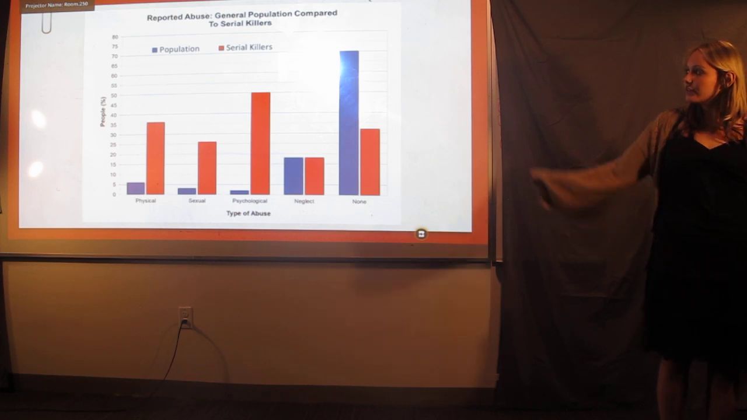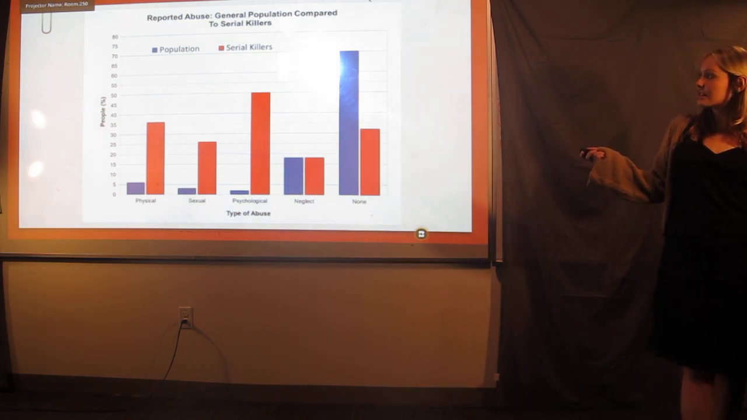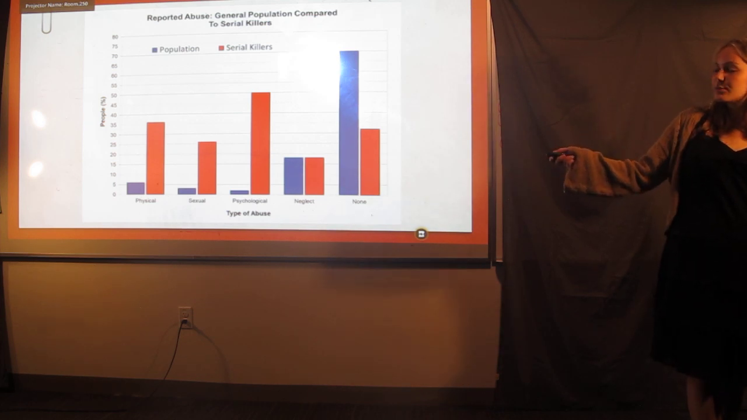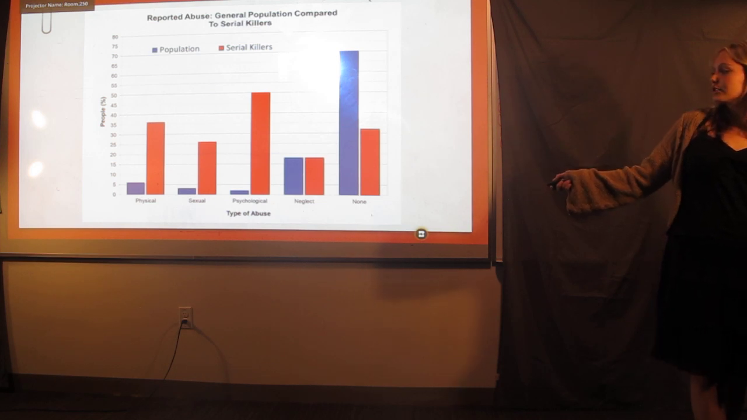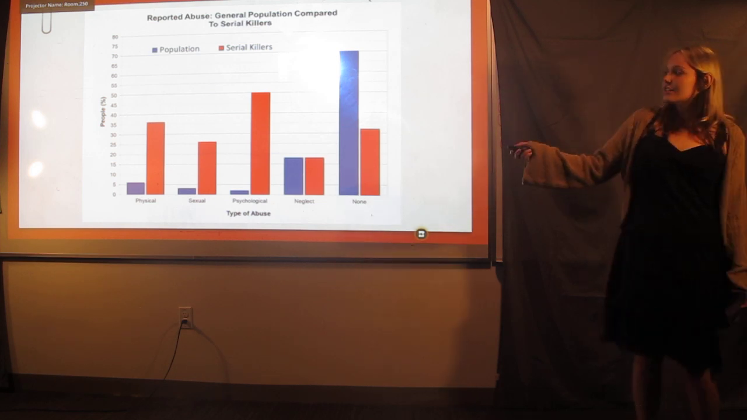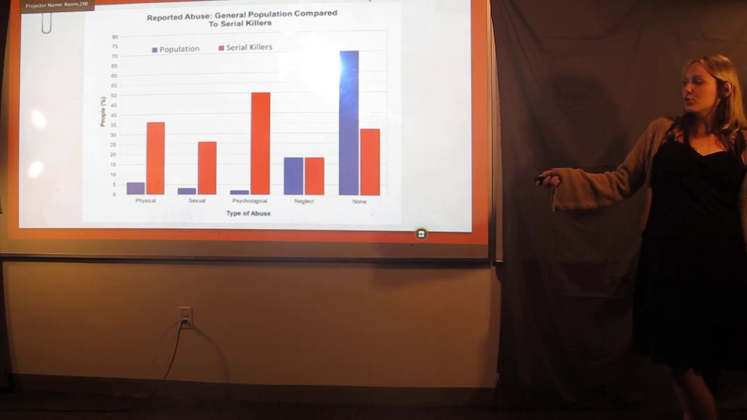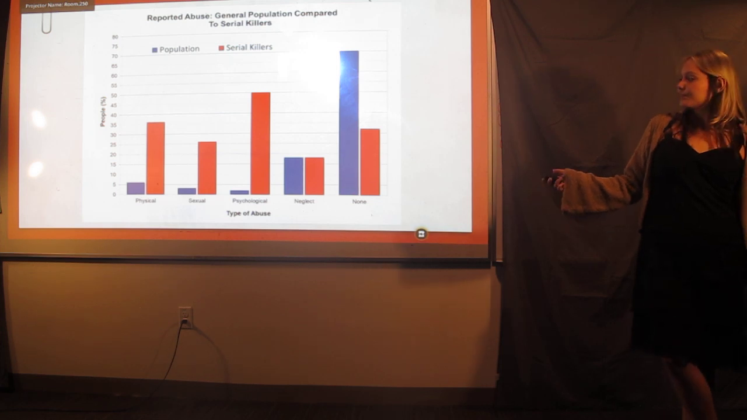Then I have a graph from the study. The red is going to be serial killers, and the blue is going to be general population. On this side, we have the percent of people who experience it. And down here, we have physical, sexual, psychological, neglect, and none. As you can tell, serial killers experience way more abuse or trauma than just our general population, and then about the same amount experience neglect.